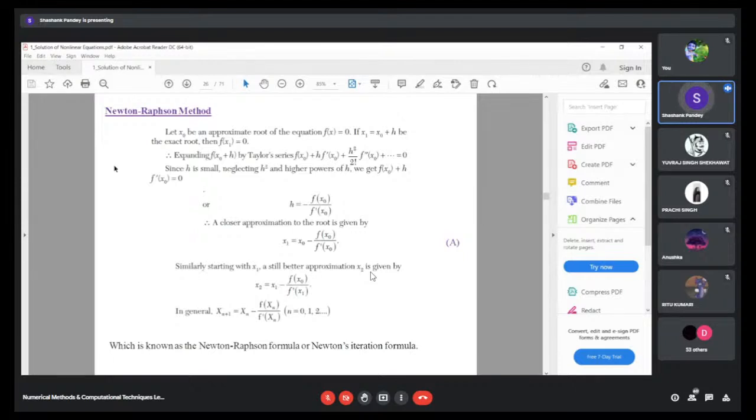So basically, this h turns out to be the negative of f(x0) upon f'(x0), the value of the derivative of the function at x0. A closer approximation of the root is given by x1 = x0 minus f(x0) upon f'(x0). So this is known as the Newton-Raphson formula. We will look at it in more detail in our next slide.